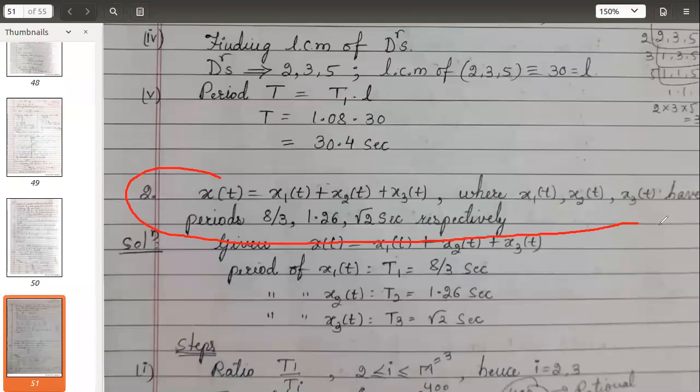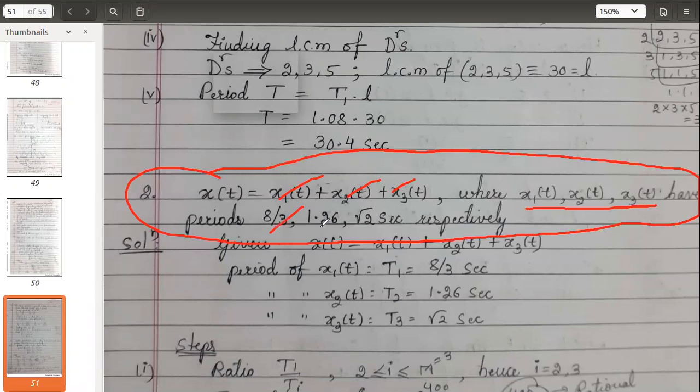You can see on the screen, there is a second problem. Can anybody quickly tell me whether it is periodic? Given x of t is the sum of three signals, and the individual signals' periods are given as 8/3, 1.26 and √2. You need to find the time period and check whether the signal is periodic or not. Can anybody tell me, just by looking at the question?